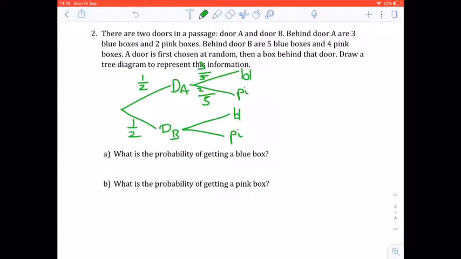For behind door B, we have 5 blue and 4 pink. So that's a total of 9. So the denominator is 9. For blue boxes, it's 5 over 9. And pink boxes, 4 over 9.